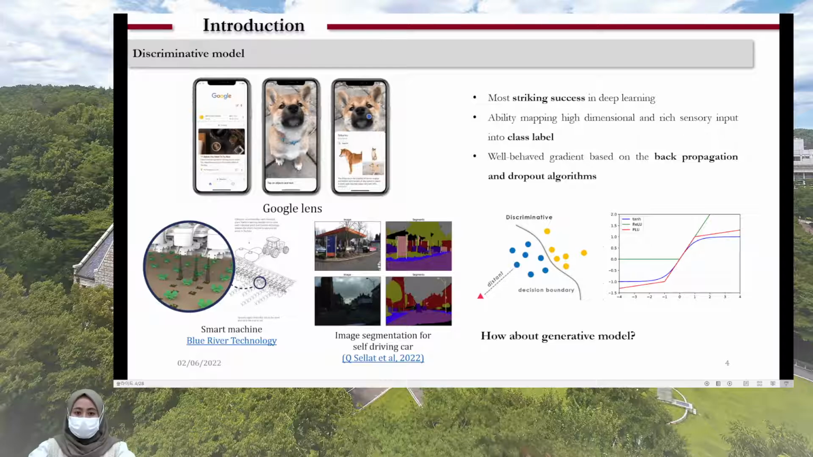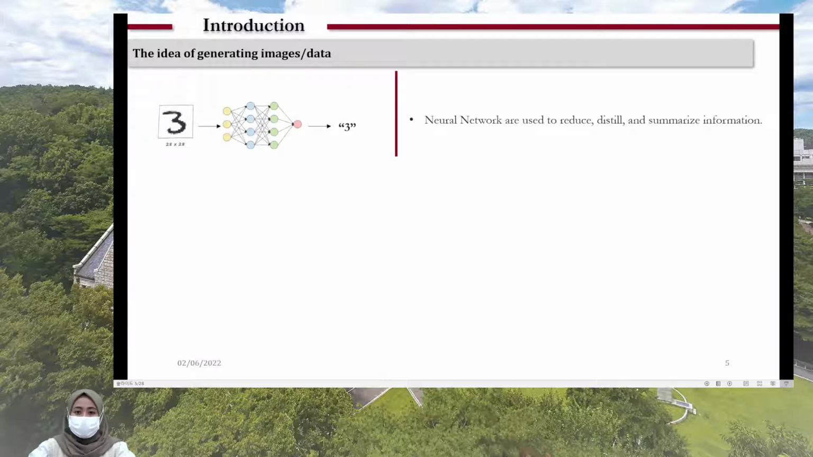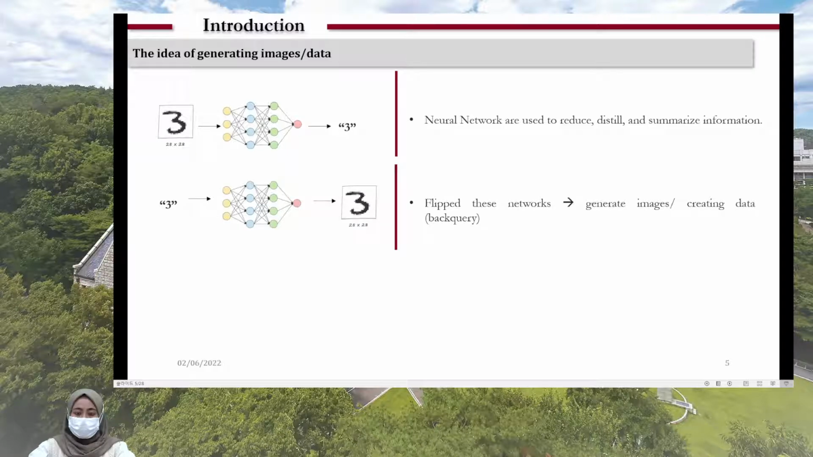On the other side, how about the progress of generative models? First, to illustrate what a generative model is, here is the illustration of a discriminative model where the network is used to reduce, distill, and summarize information. If we flip this network, doesn't that mean we can generate images or data? Yes, it is, and it's called backquery.